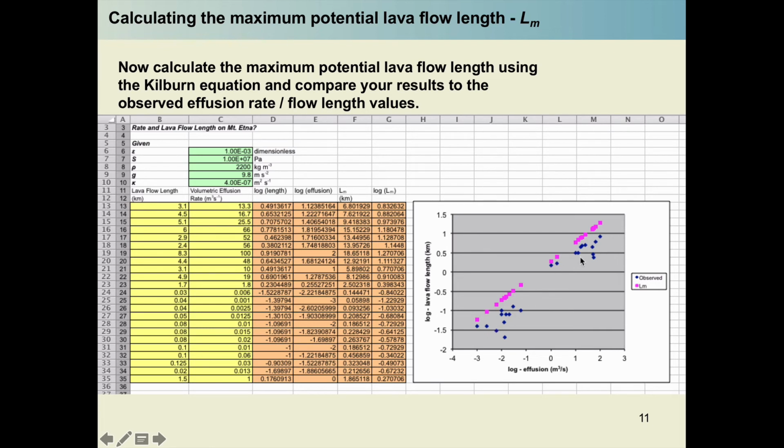So the Mount Etna data is shown in blue. The Kilburn equation calculation is the line shown with the magenta colored squares. You can use this example to check your calculations of the Kilburn equation and make sure you're getting the right numbers from your spreadsheet.